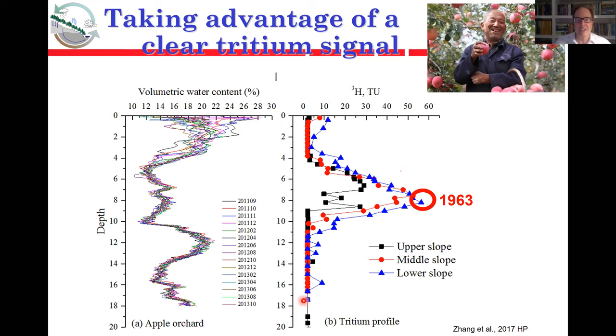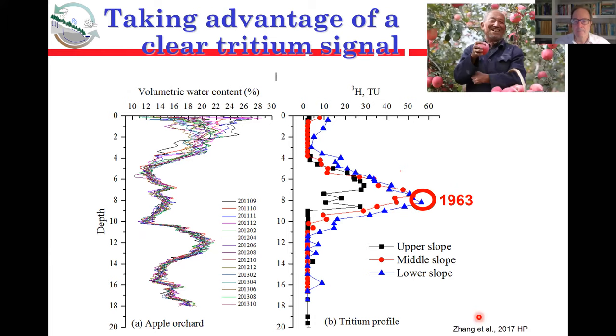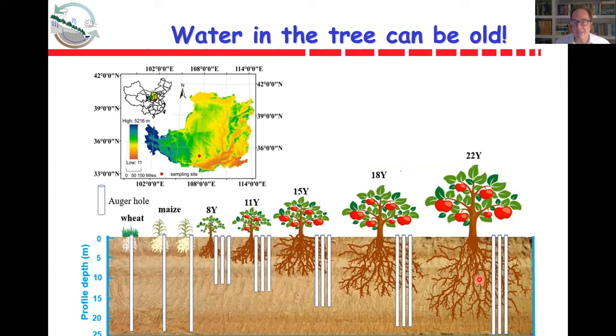So here on the y-axis is the depth, down to about 25 meters or so. Here you're seeing some crops, some young trees, older trees, and as they get older, they have deeper roots. And these deeper roots extend through that tritium profile. Remember, the tritium is peaking at about 8 meters. And here's 8 meters, showing it's a cartoon in terms of the distribution.